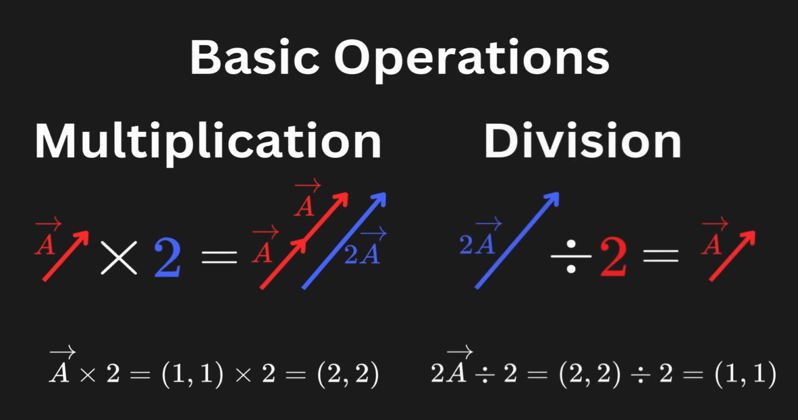Dividing is practically the same as multiplying, but in reverse. Instead of copying and pasting, for example twice, we divide the vector into two equal parts and take one part as our new vector. Algebraically, it is dividing each coordinate by a number, exactly like with parentheses.